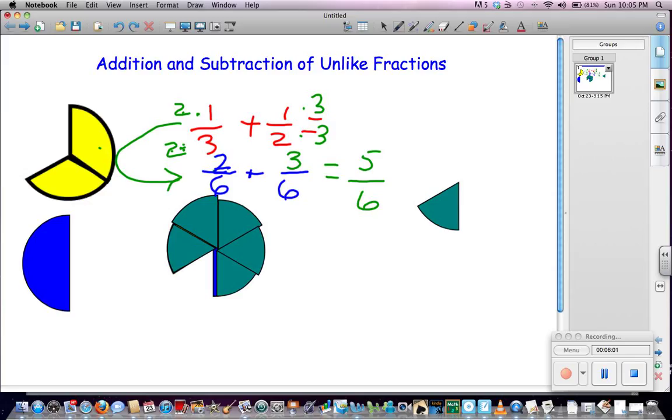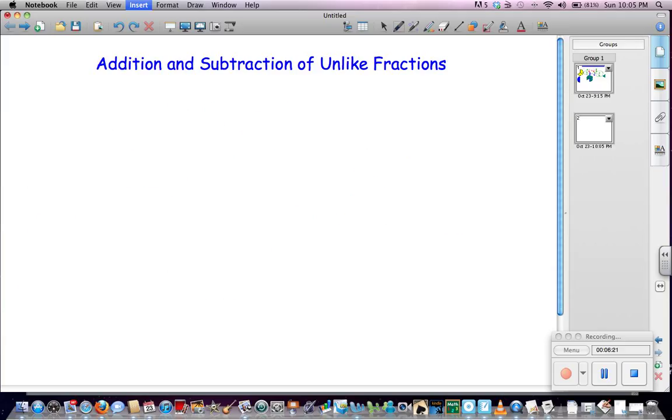I started with 1/3 plus 1/2. Now I have 2/6 plus 3/6, and that is how we got 5/6. Got it? Okay, let's see if we can go ahead and try. Let's go ahead and insert a new page. And you try a couple. Let's see how you do.